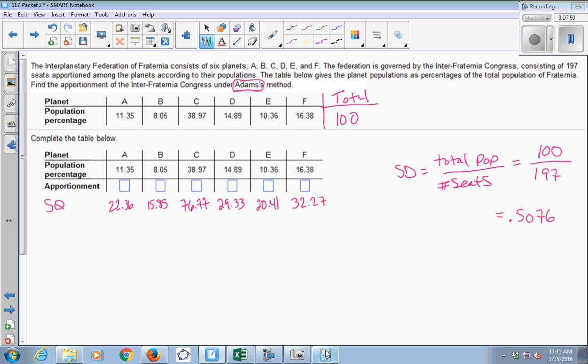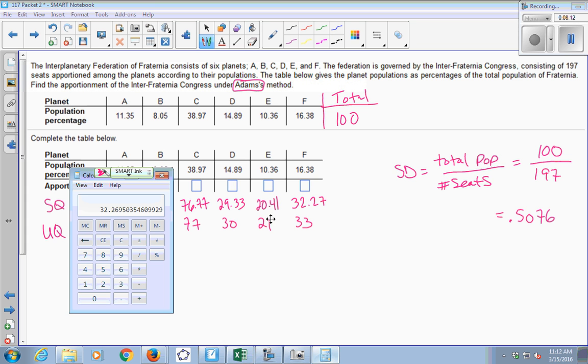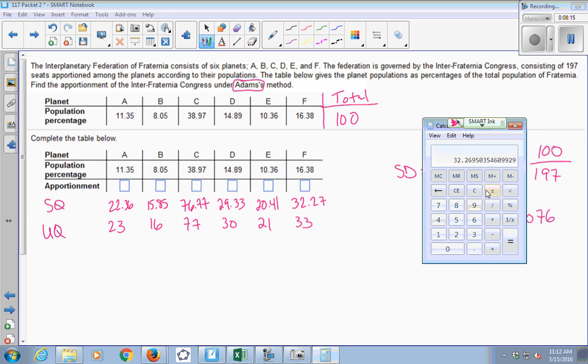So with Adams method, how do I round? Up. Yeah, the A points up, right? So this is what we call the upper quota. Just push all the numbers up to the next whole number. So I get 23, 16, 77, 30, 21, 33. And then I have to add those up and see how close I am to 197, giving out 197 seats. So I've got 23 plus 16 plus 77 plus 30 plus 21 plus 33 is 200 seats.